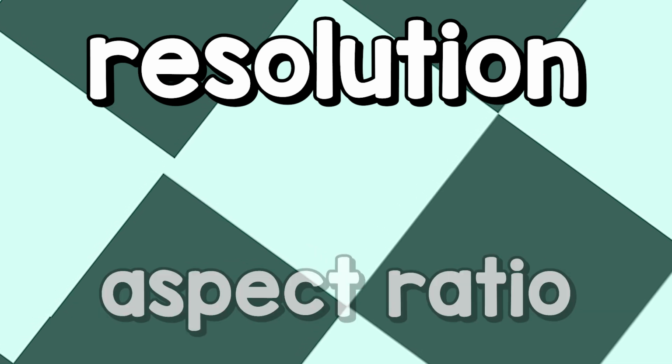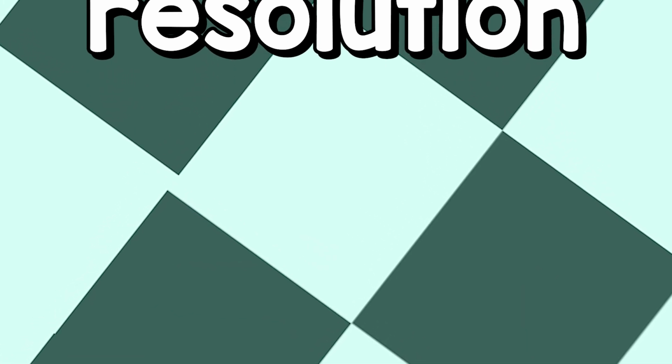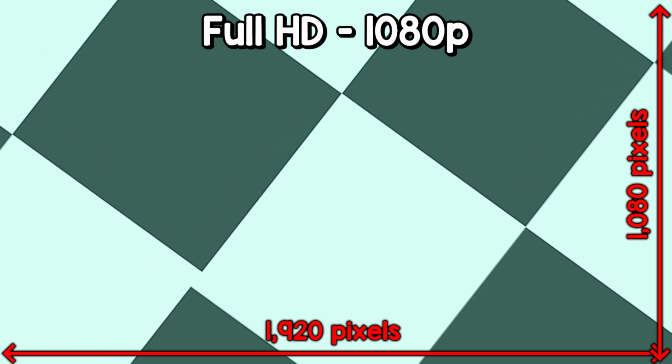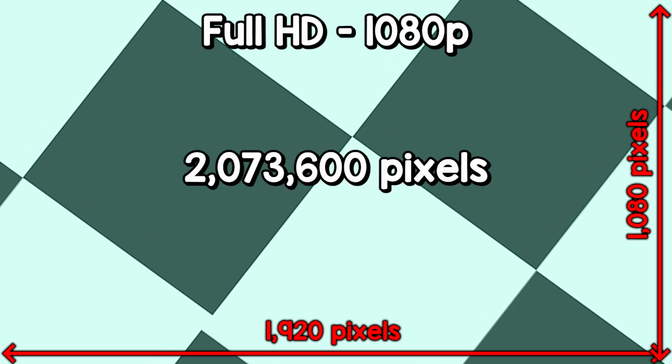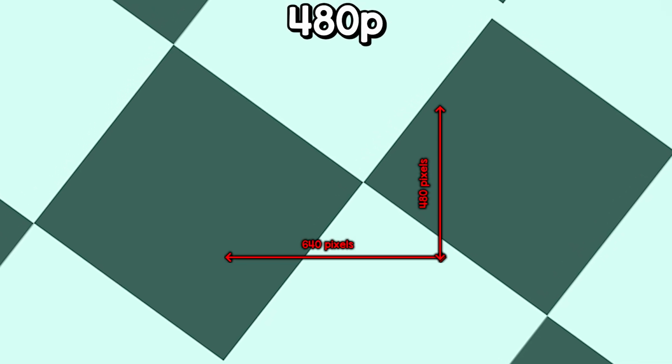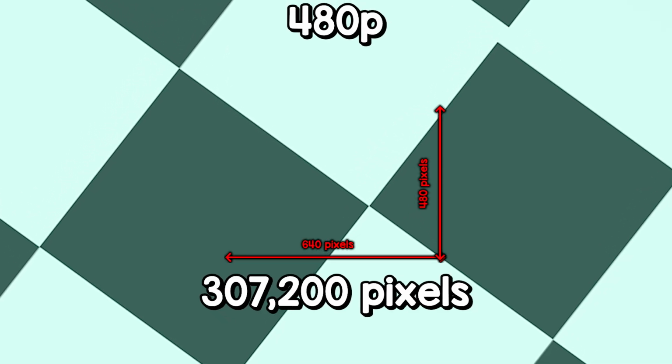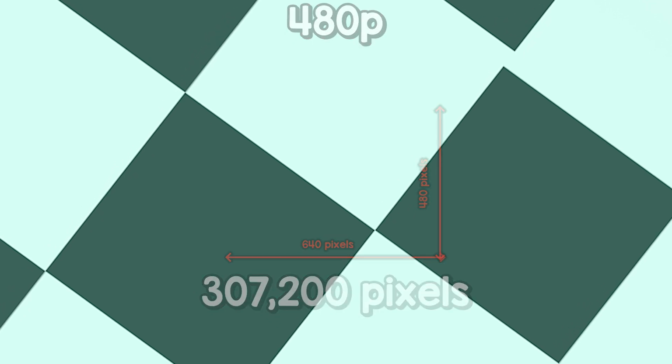Let's start with resolution, which is the total amount of pixels that make up an image. So for example, you're probably watching this video at full HD, which is 1920 pixels horizontally by 1080 pixels vertically. The total amount of pixels that you're looking at is 2,072,600. If you then downgrade the quality to 480p, which is 640 by 480, you'd have 307,200 pixels on screen, and so on for each resolution.